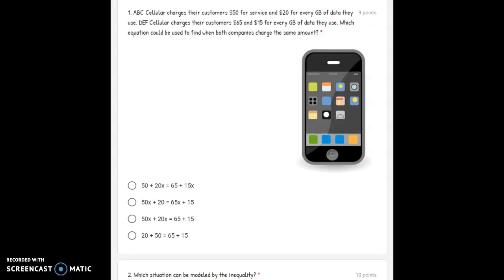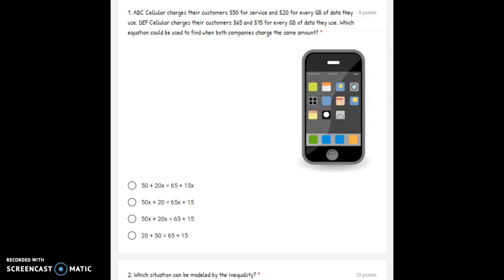ABC Cellular charges their customers $50 for service and $20 for every gigabyte of data they use. DEF Cellular charges their customers $65 and $15 for every gigabyte of data they use. Which equation could be used to find when both companies charge the same amount?